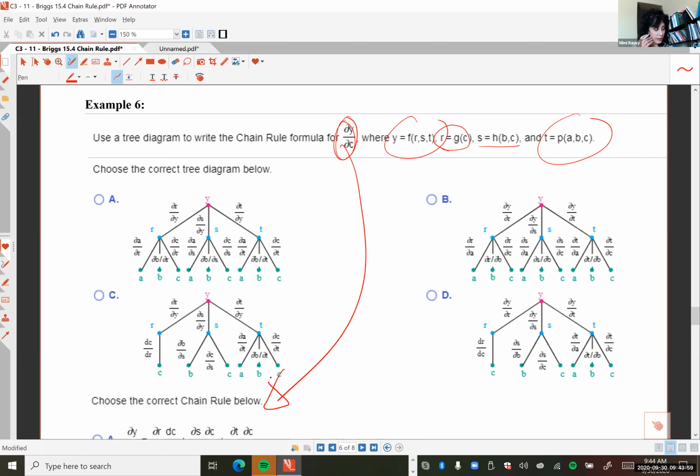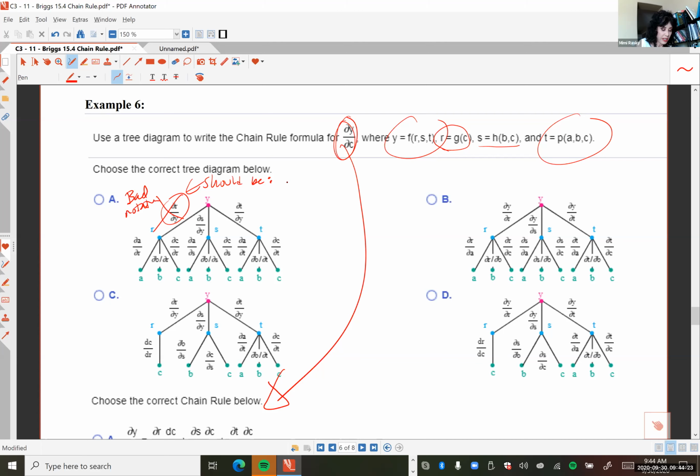So I want you guys to look at letter A. Letter A is definitely not it for a few reasons. So I'll go over why, through process of elimination, letter A is not the case. Look at one of these branches here. Do you see what that says? It says dr over dy. No. That should be what on that branch? Bad notation.